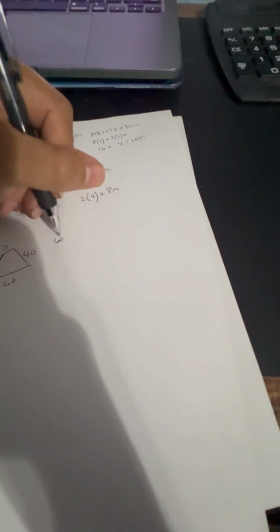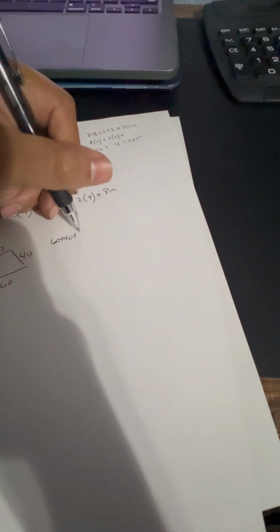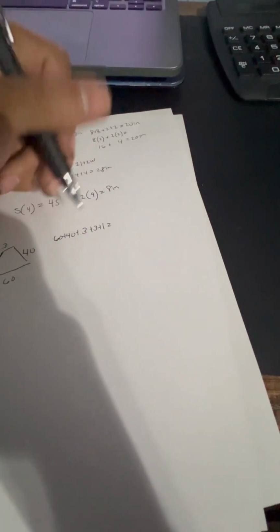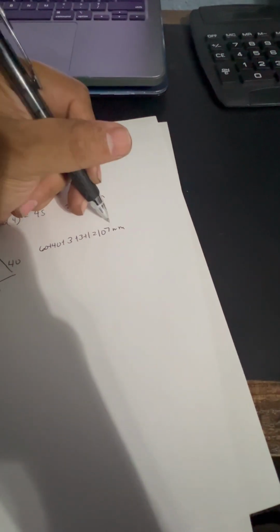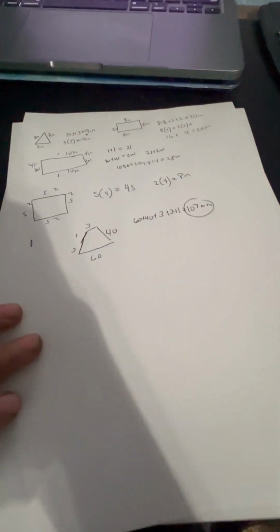So in this case, you have to add each of these numbers. So it'd be 60 plus 40 plus 3 plus 3 plus 1. The first one's 100, 103, 106, and 107. So your perimeter for this shape would be 107 millimeters.